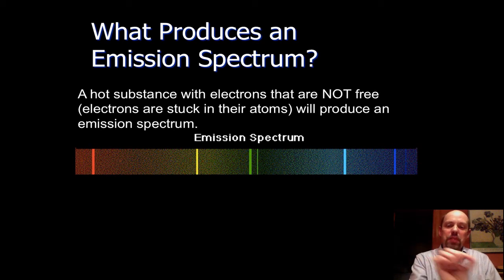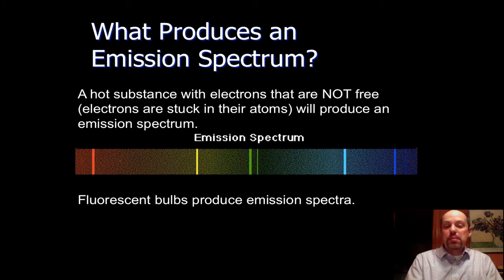So hydrogen might make these particular colors and only these colors. Helium, electrons in a helium atom would make different colors. So these electrons do move, but they're not free to move around any way they want. They can only move in specific ways, and therefore they will only produce specific colors.